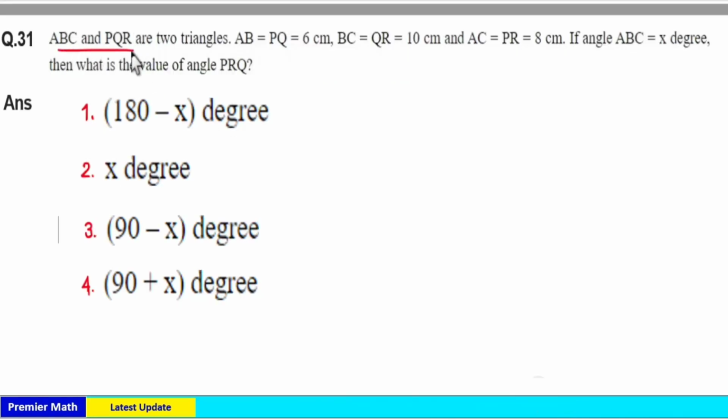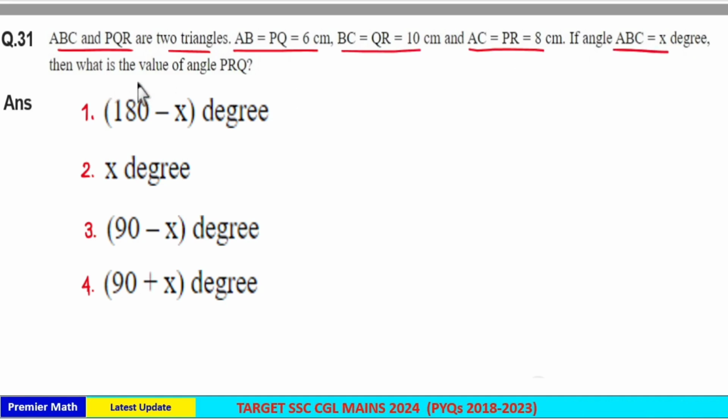ABC and PQR are two triangles. AB equal to PQ equal to 6 cm. BC equal to QR is 10 centimeter, AC equal to PR is 8 centimeter. If angle ABC is x degree, then what is the value of angle PRQ? Here all the three sides of these two triangles are equal, which means angles are also equal. So these two triangles are congruent triangles.